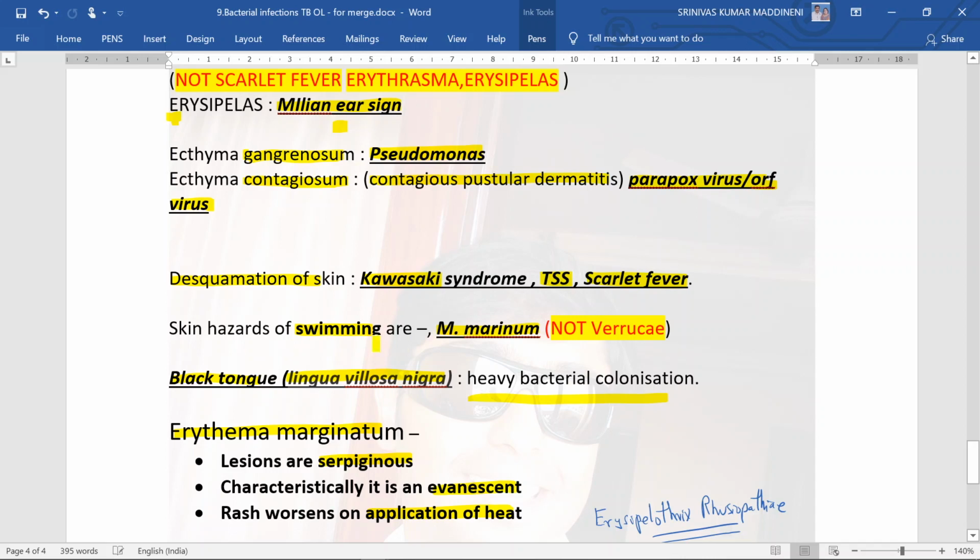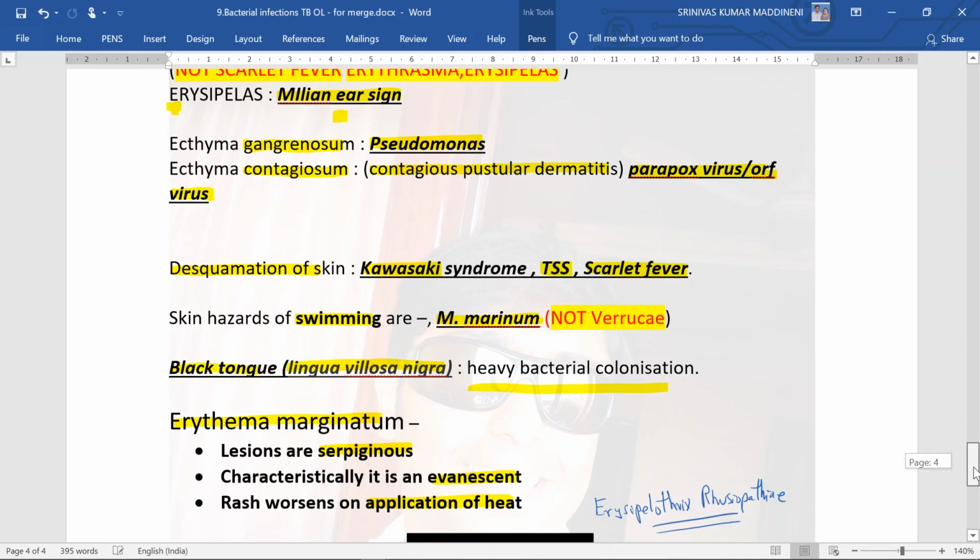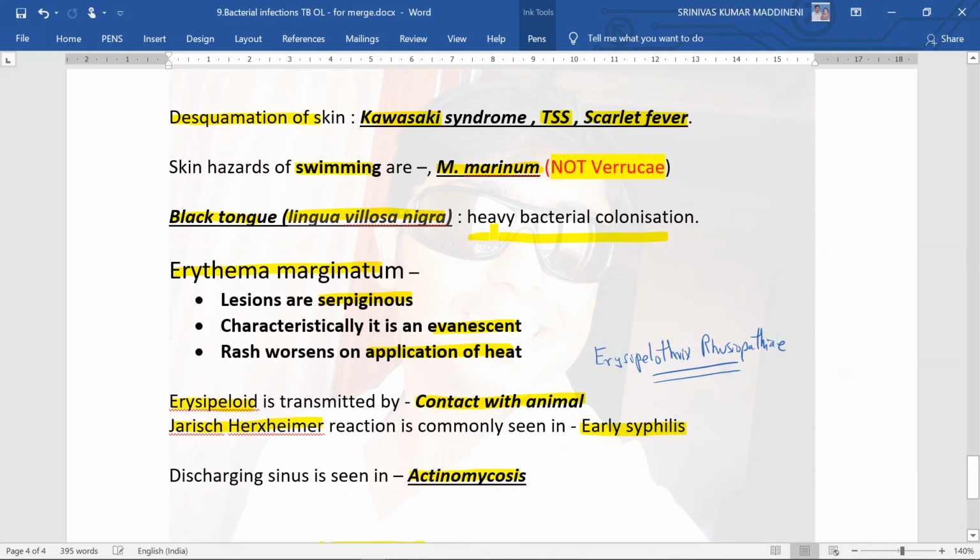Swimming hazards are that Mycobacterium marinum can be spread due to swimming. But certain books, I can't name them, have given the answer even as Verruca vulgaris being spread through swimming. But it's wrong. It is not spread through swimming. Black tongue, also called lingua villosa nigra, is because of heavy bacterial colonization.